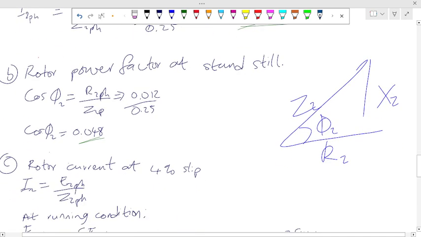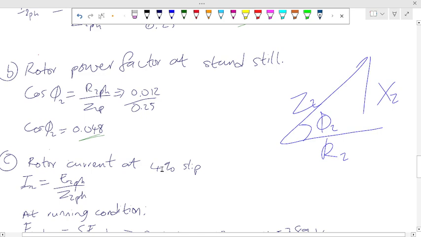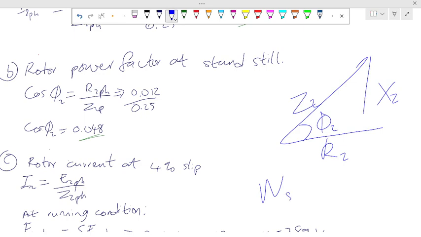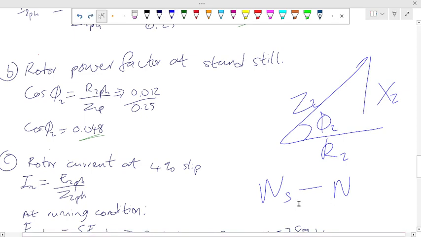As simple as that. The next question is rotor current at 4% slip. Now, slip is introduced. When there is slip, it means the motor is running, based on the fact that slip is the difference between the synchronous speed and the speed of the rotor. That is, the difference between the speed of the magnetic field of the stator and that of the rotor.